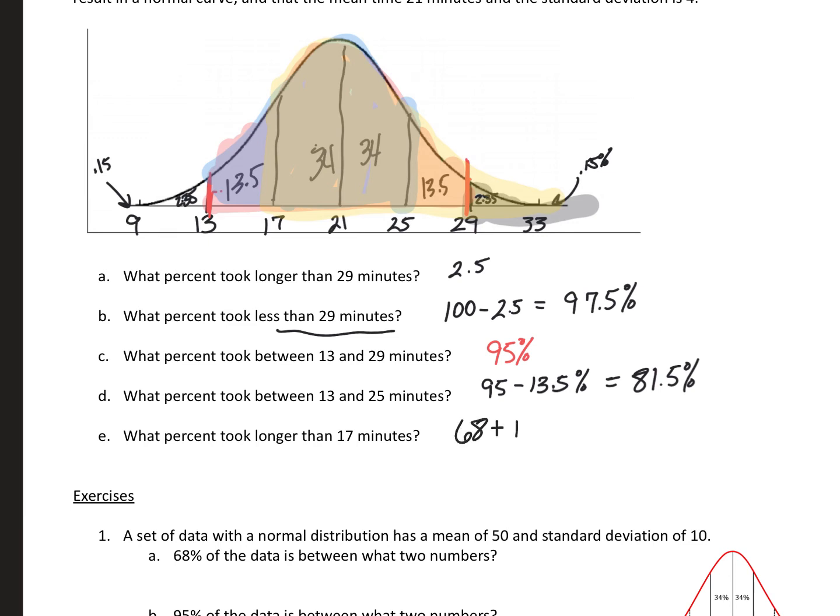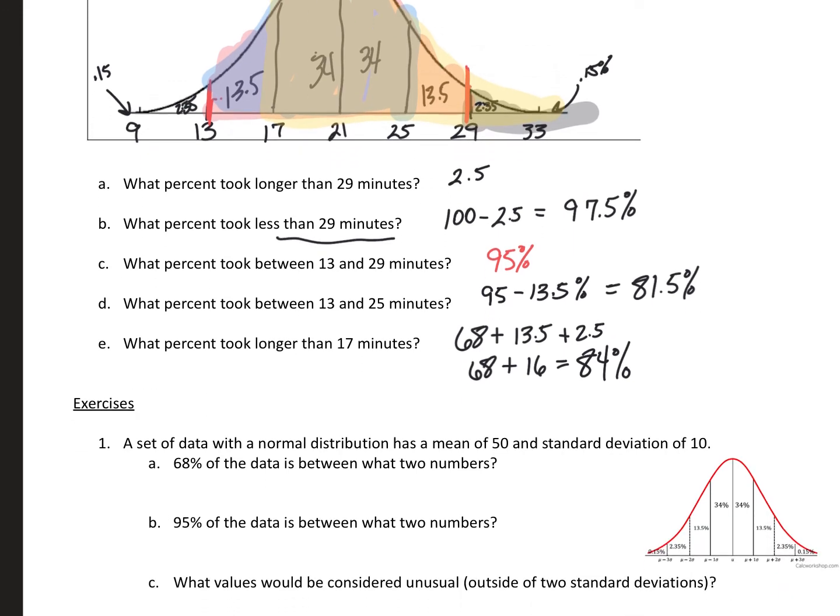We add our 13.5%. And then the last bit is 2.5%. So essentially what we have is 68% plus 16%. And if you recall, we had this number earlier because it is a normal distribution. So if we have these ranges, it's always going to be the same. In this case, that is 84%.